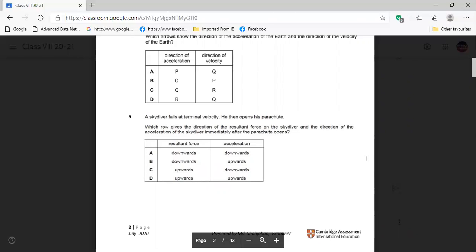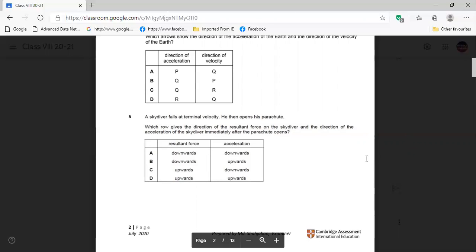A skydiver falls at terminal velocity. He then opens his parachute. Which rule gives the direction of resultant force on the skydiver and the direction of acceleration immediately after the parachute opens? Yeah, this one is a tough question. You have to think and find it.